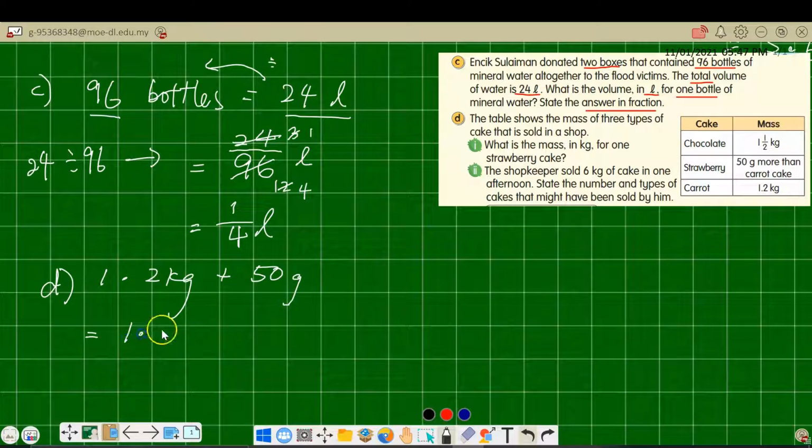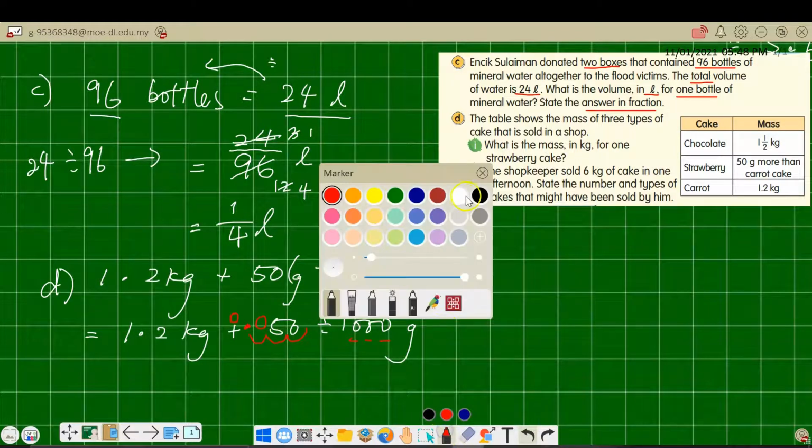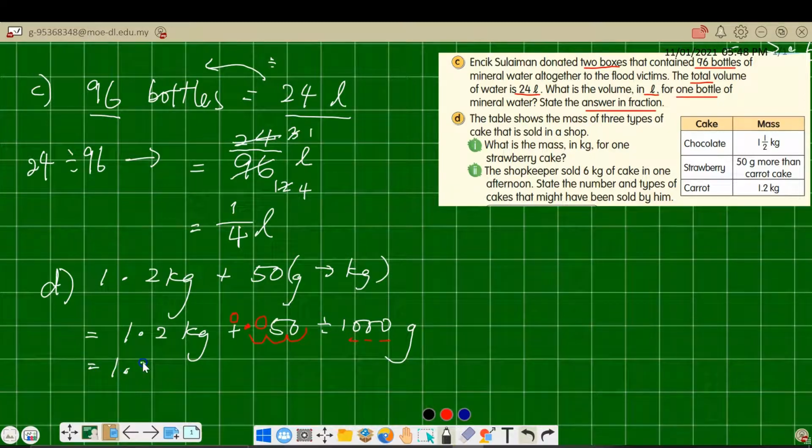Okay, answer should be in kg. So your gram, you change to kg first. 50 gram, you divide 1000 gram. Okay, because gram to kg, you have to divide 1000. So move decimal point 3 times to the left, because 3 zeros. 1, 2, 3, dot, add a 0 in front. So it should be 1.2 plus 0.05 kg.